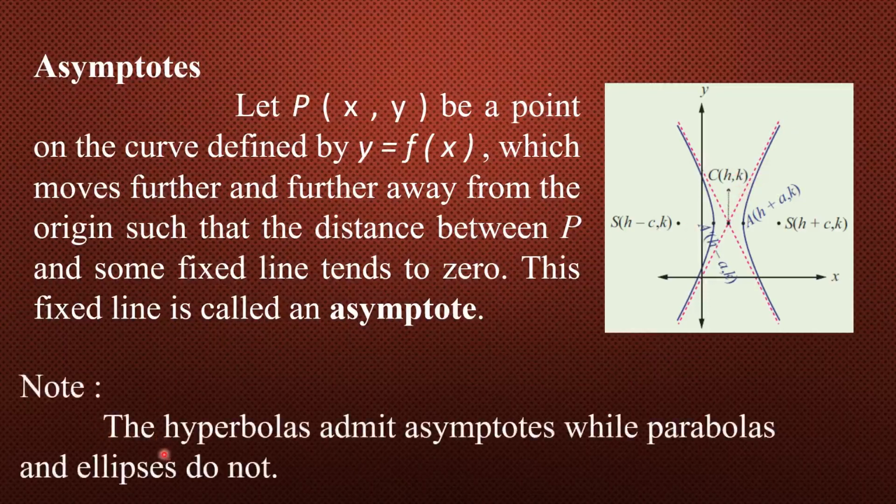Note, hyperbolas admit asymptotes. That is, for hyperbola alone we can draw these asymptotes, while parabolas and ellipses do not. Asymptotes are nothing but straight lines, unlike a tangent. Tangent means that line touches the curve at exactly one point. But for asymptotes, the distance tends to 0 only, but the line never touches at any point.